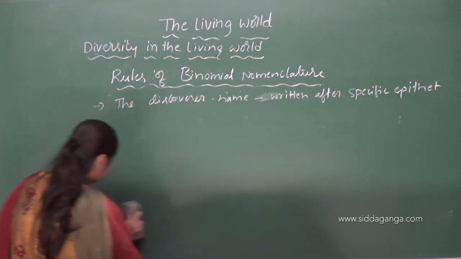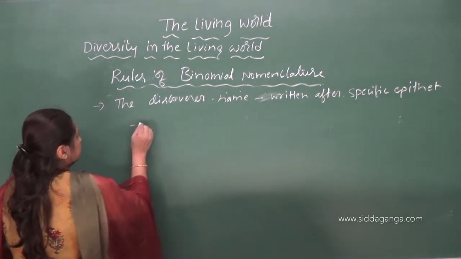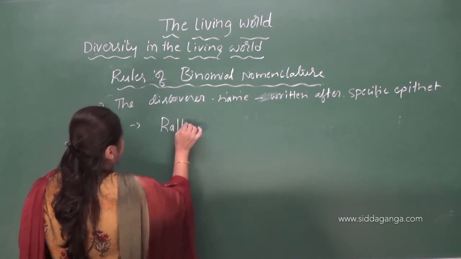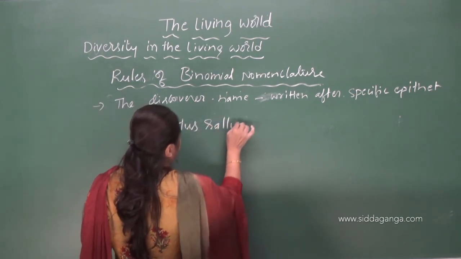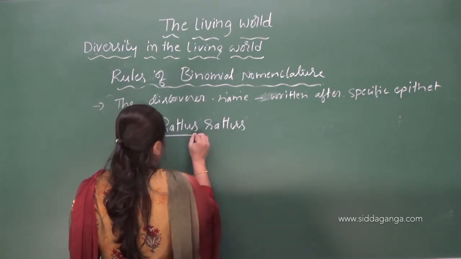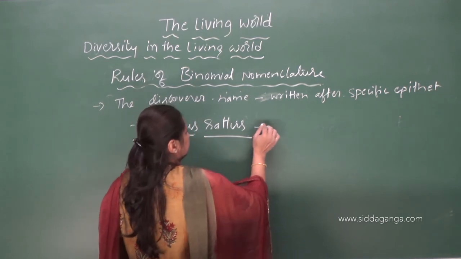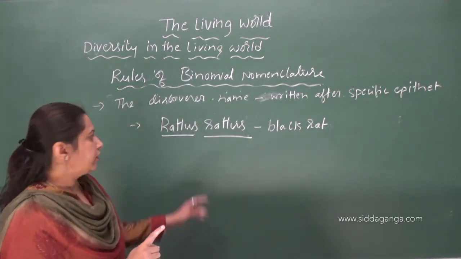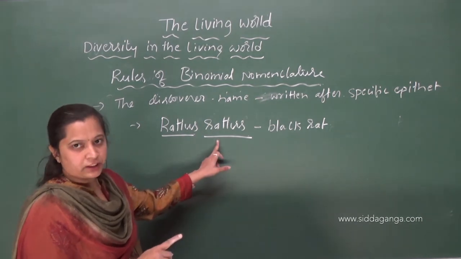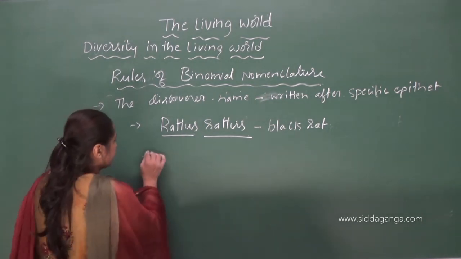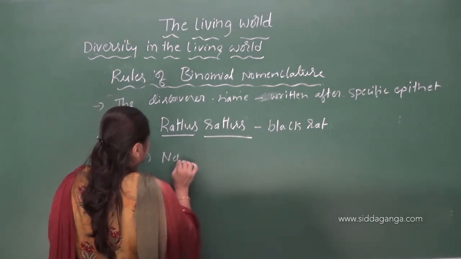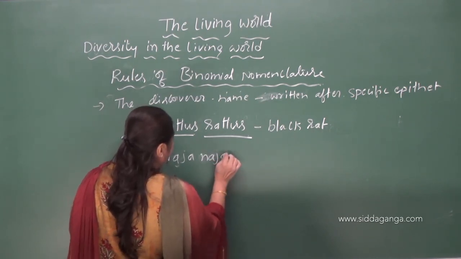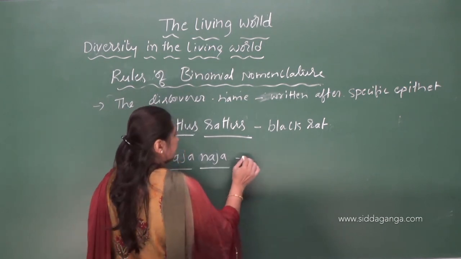Sometimes the genus and the species name are the same. For example, Rattus, whose common name is black rat or house rat. See here, the genus name is the same as the species name: Rattus. I will give you one more example, Naja Naja, the Indian cobra.